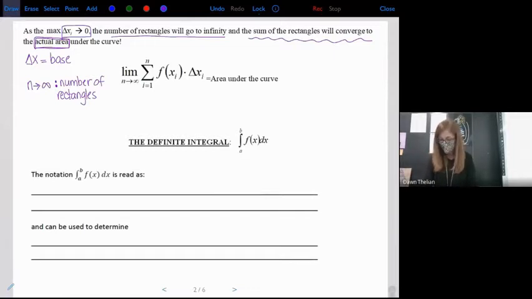Then we've got this summation notation. This is the sum from the first to the nth rectangle.